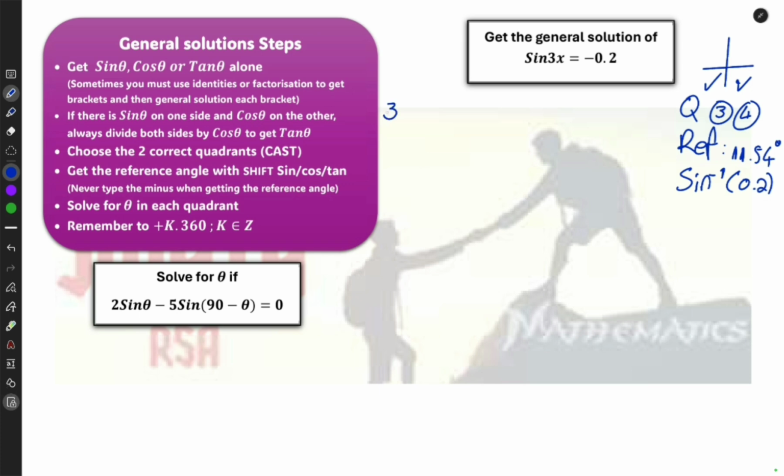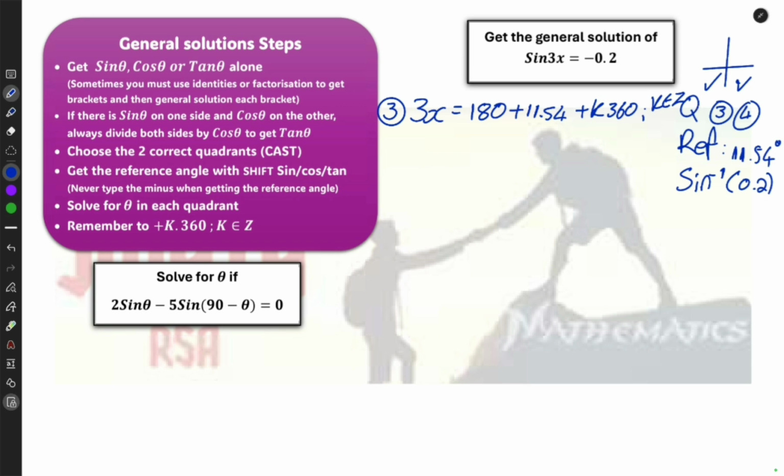So I'm going to start off by saying, okay, I'm going to work with quadrant 3, and in there, 3x will be equal to, so quadrant 3 is 180 plus the reference angle, so plus 11.54, and then plus k 360. Always please remember to write k is an element of Z. I only need to do that once in every sum, but I'm going to lose a mark if it's not there. So now I can just solve this equation.